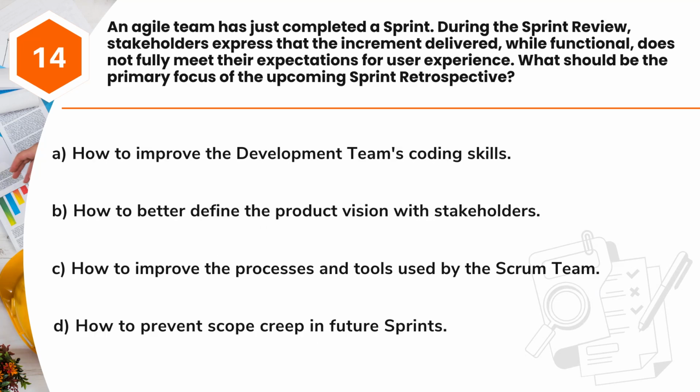Question 14. An Agile team has just completed a sprint. During the sprint review, stakeholders expressed that the increment delivered, while functional, does not fully meet their expectations for user experience. What should be the primary focus of the upcoming sprint retrospective? A. How to improve the development team's coding skills. B. How to better define the product vision with stakeholders. C. How to improve the processes and tools used by the Scrum team. D. How to prevent scope creep in future sprints.